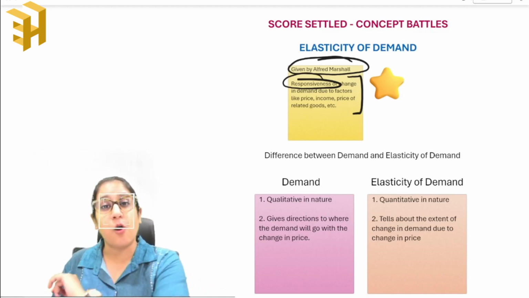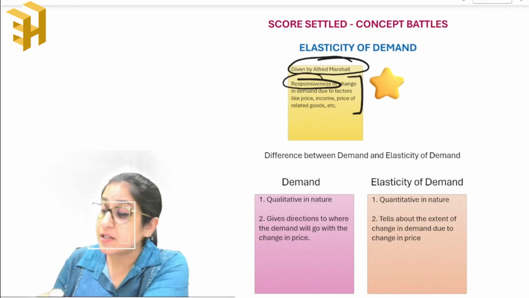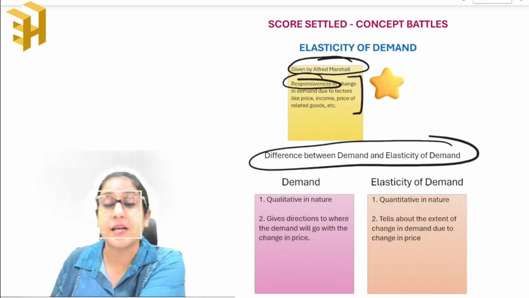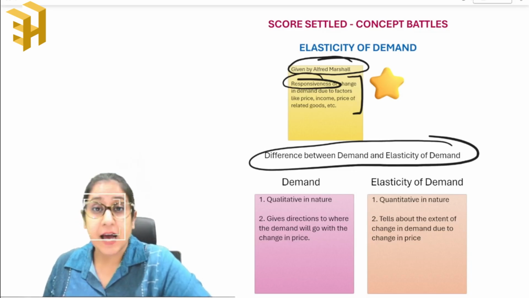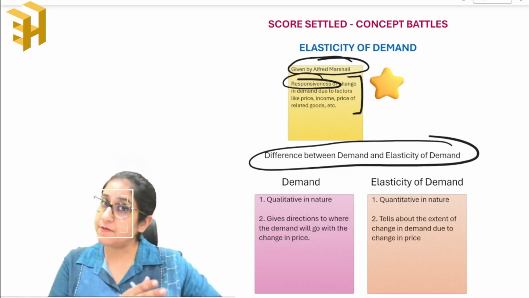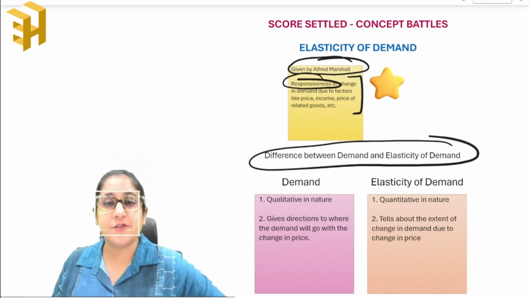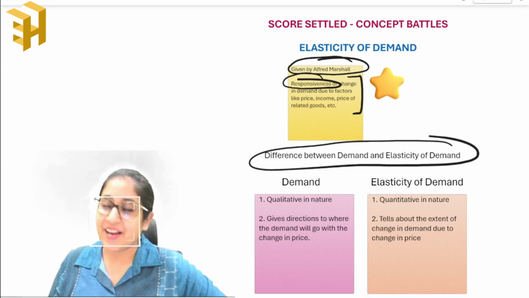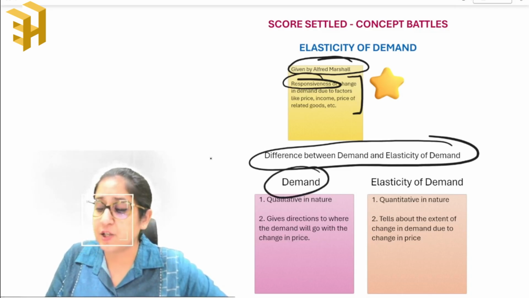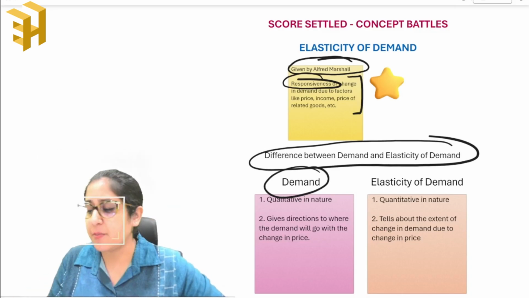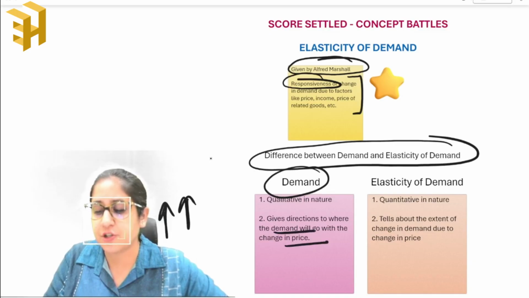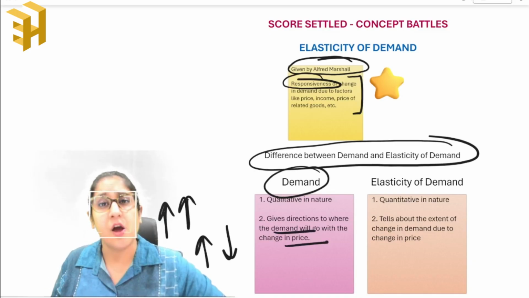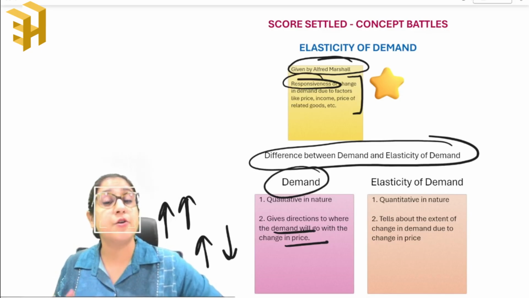But before we move forward, it is very important to understand the difference between your demand and elasticity of demand. The first major difference is that your demand is qualitative in nature and the elasticity of demand is quantitative in nature. Demand tells you in what direction the prices and demand are going. Are they going in the same direction or in the opposite direction? What is the direction of change in demand due to change in price? That's what your demand tells you.